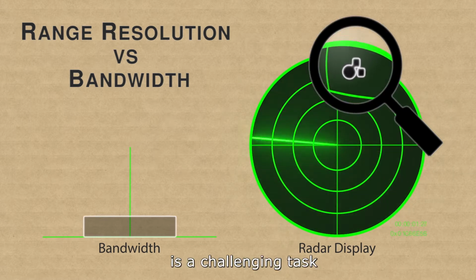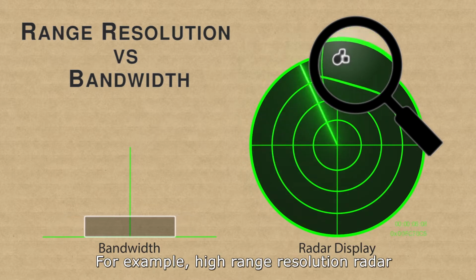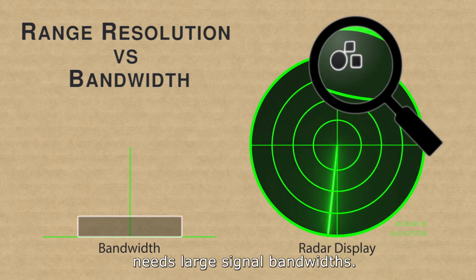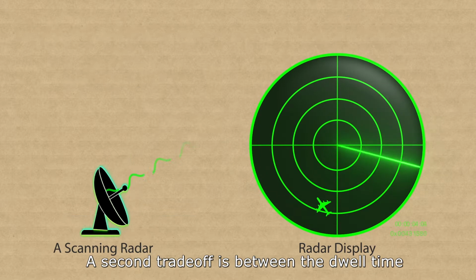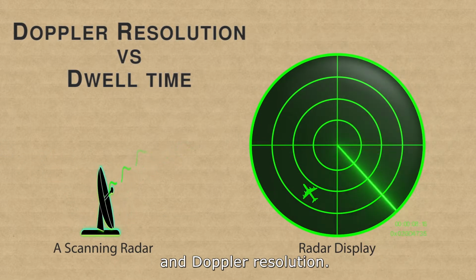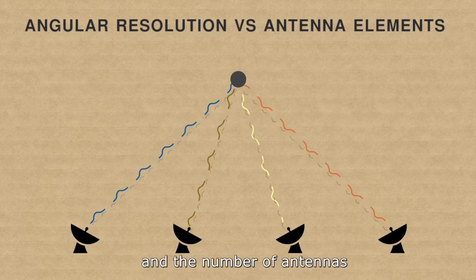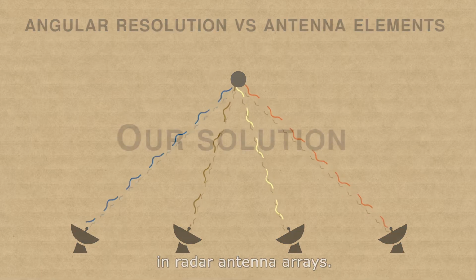Radar system design is a challenging task that suffers from many trade-offs. For example, high-range resolution radar needs large signal bandwidths. A second trade-off is between the dwell time and the Doppler resolution. Another design trade-off involves angular or spatial resolution and the number of antennas in radar antenna arrays.